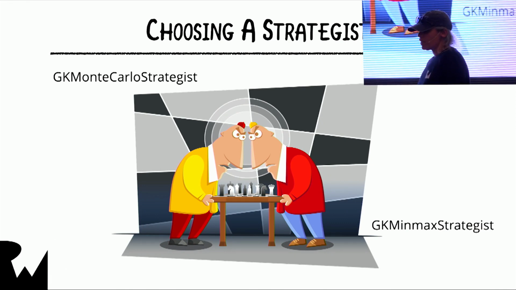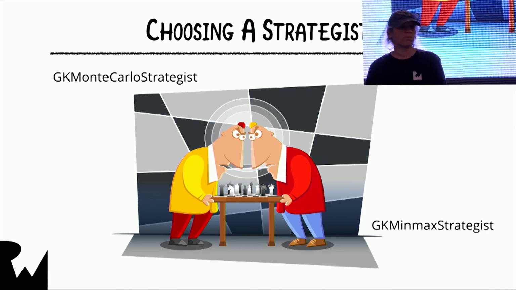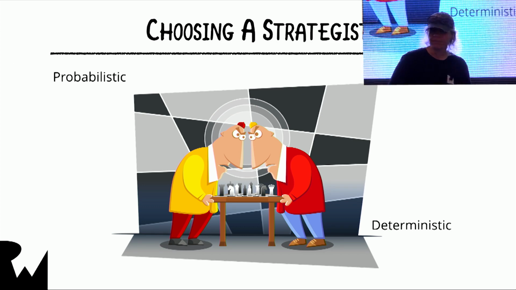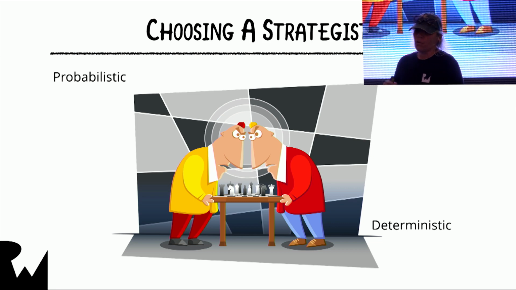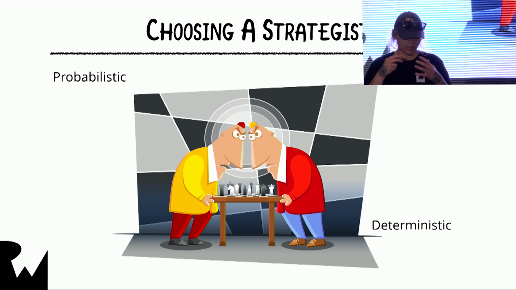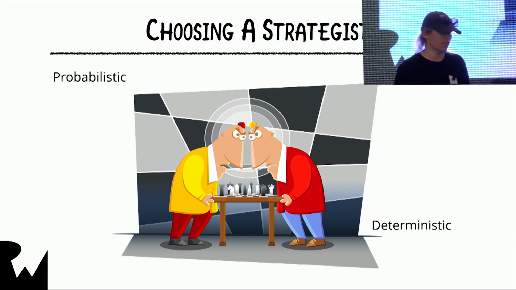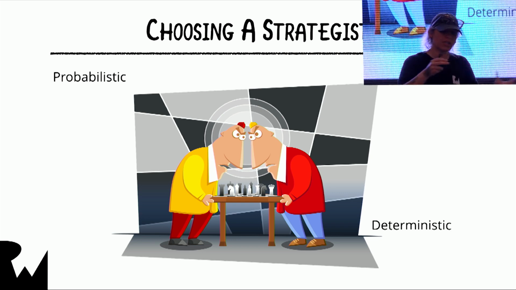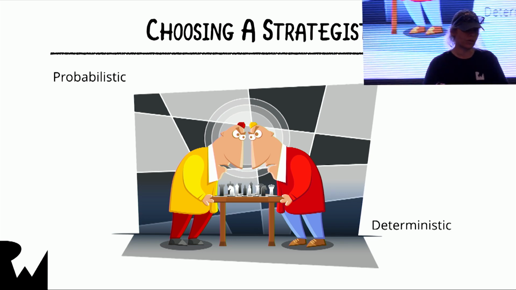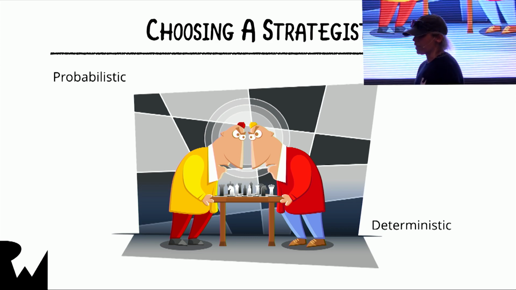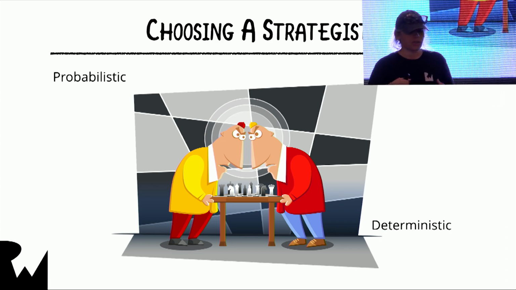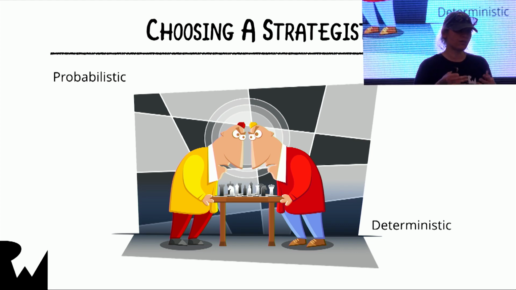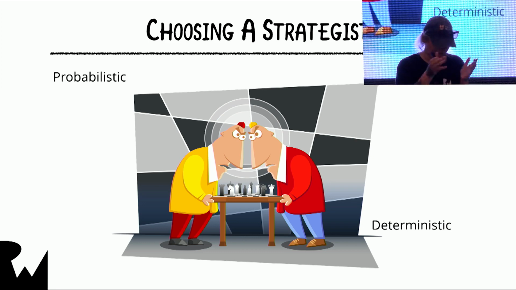So when you're looking at the GK Monte Carlo strategist and the GK Min Max strategist, we talked about how one was probabilistic and one was deterministic. So what exactly does that mean? Well, probabilistic, there's a certain randomness that you need to contend with. You've got all these choices, and you're just going to choose one at random. A deterministic strategy, you're really exhausting all of your possibilities. You're creating this exhaustive tree search, going through everything and trying to figure out, is this my best move?